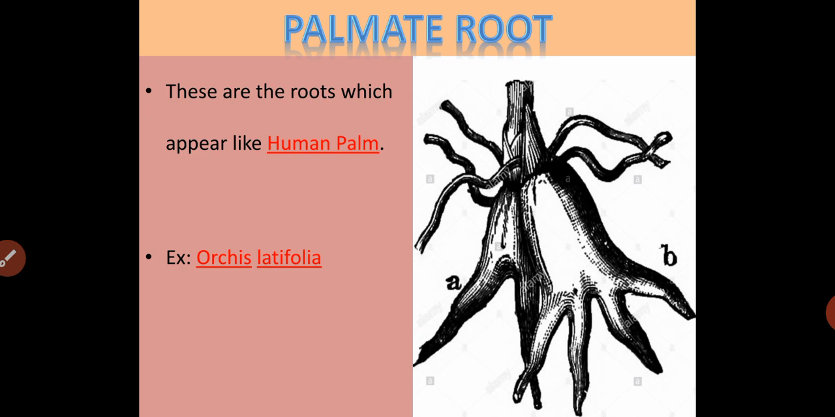The next one is the palmate root. These are the roots which appear like a human palm. Hence, these roots are called as the palmate root, as seen in case of Orchis latifolia. Palmate root is the root modification where the food accumulation takes place and it appears as a human palm.